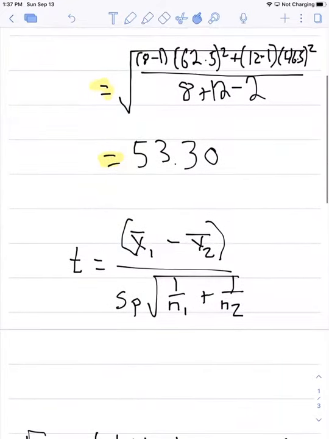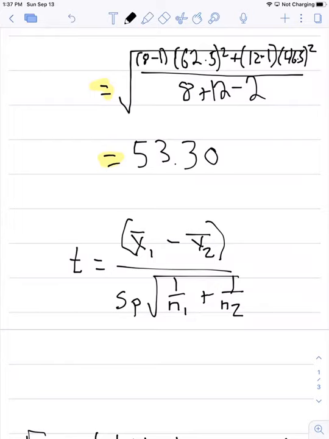Then I can go ahead and calculate my value for T, or my T statistic. Here it's the mean of the first data set for the fertilizer minus the mean of the second data set, divided by that pooled standard deviation, and then 1 over the number of observations in each sample.